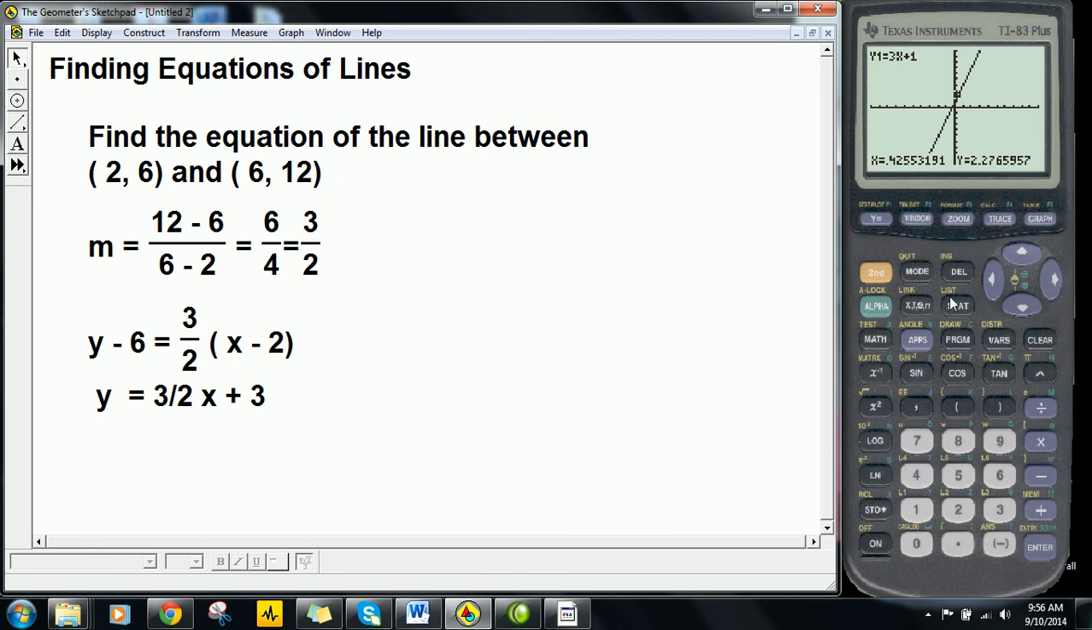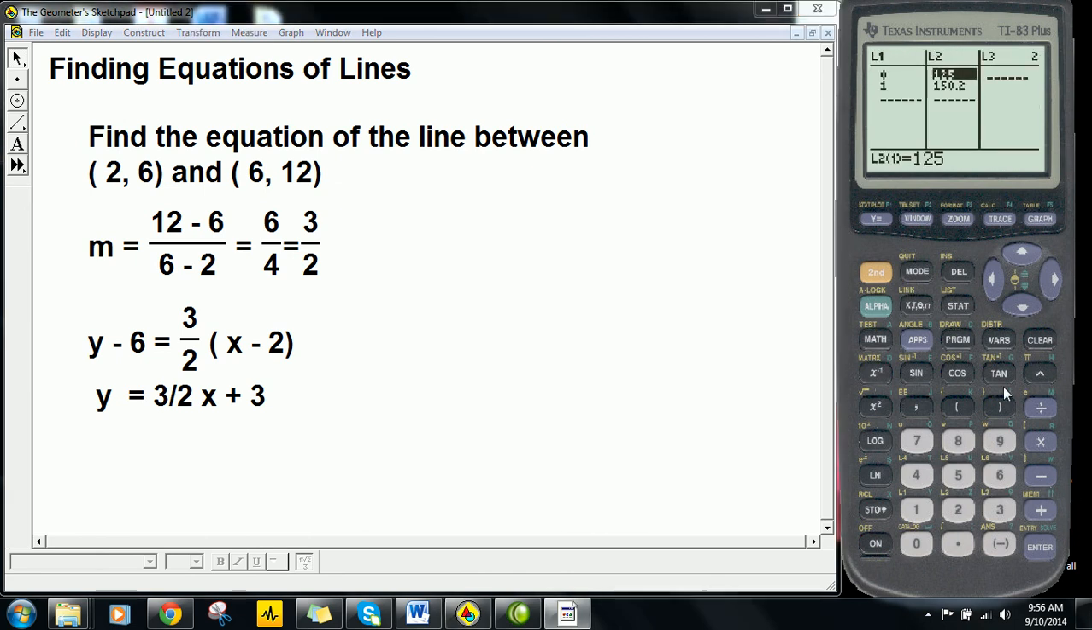I'm going to go to my stat option and put these two points in, (2, 6) and (6, 12). We'll go over this calculator work at a later time, but this is just a nice way to verify what we're doing. I'm putting those two points in, and then I can use my calculator to do that work for me. I'm going to press stat and calculate the linear line between those two points.